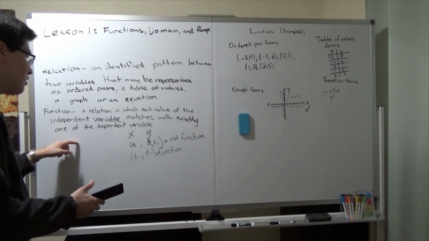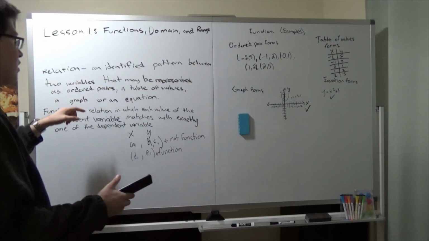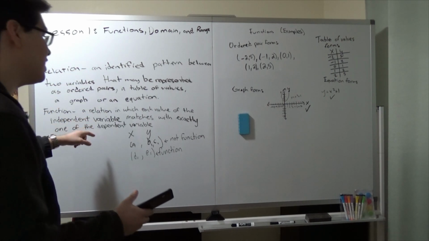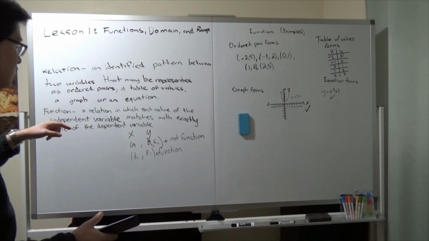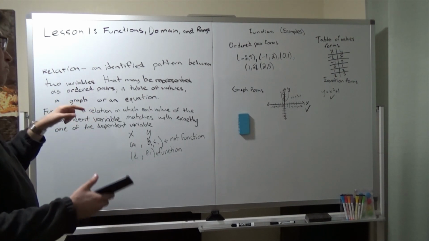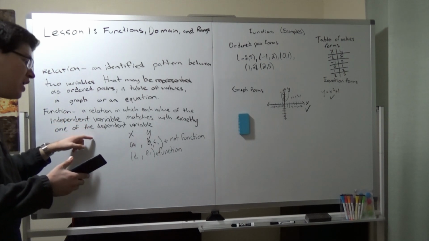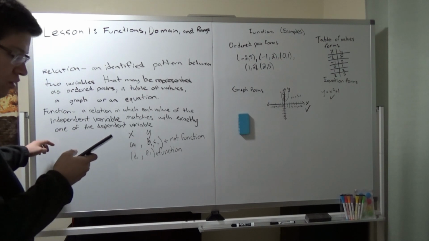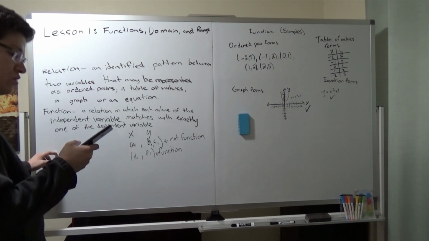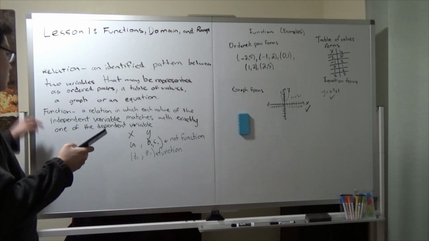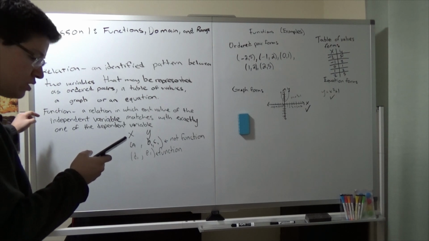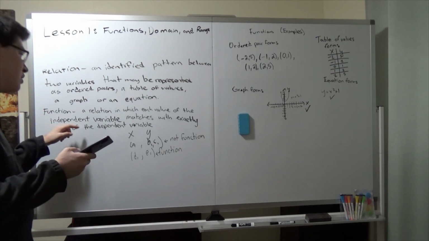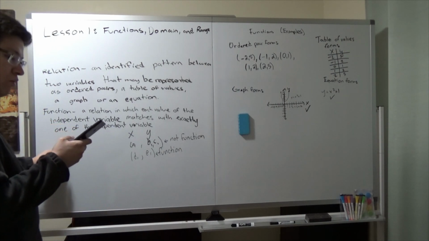So all functions are relations by definition, because all functions are identified patterns between two variables, but they're a specific kind of relation because it's a relation in which each value of the independent variable matches with exactly one value of the dependent variable. As a result, all functions are relations because all functions relate two variables, but not all relations are functions because not all relations have exactly one independent variable matching each dependent variable.